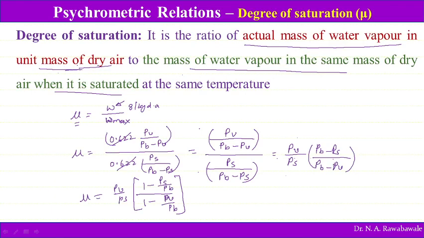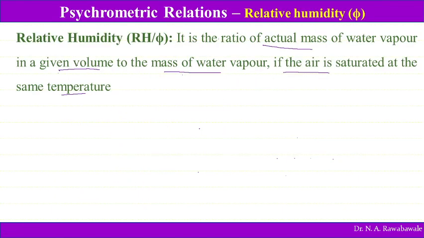So now this is defined with respect to the actual mass of water vapor in a given unit volume to the mass of water vapor if air is saturated. So it is defined in this way. That is nothing but phi, relative humidity, which is given as the mass of water vapor actually to the mass of water vapor in a saturated air. So here also we can have the same terms.